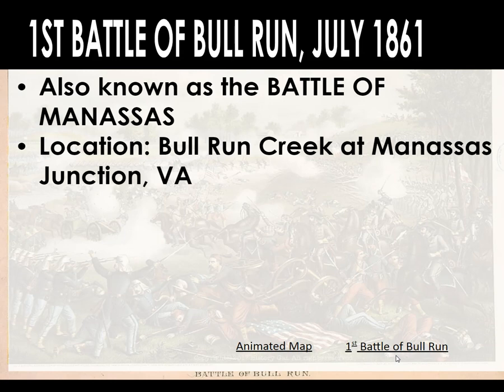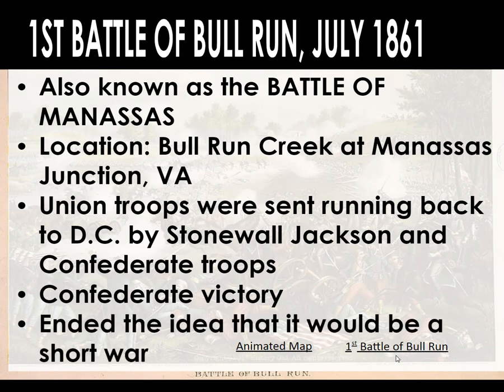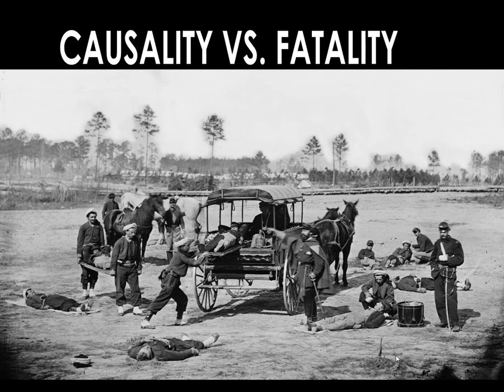So you can see that it's named after either the physical location or the town name. Union troops were sent running back to D.C. by Stonewall Jackson's Confederate troops. And going into this battle, many people truly believed that this war would be short. In one battle, it would all be over. But with the Confederate victory, this really shows us that this war would not be a short war. So it ended that notion that the North would just rout the South and this would all be done.